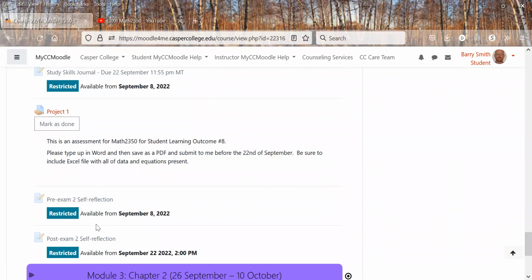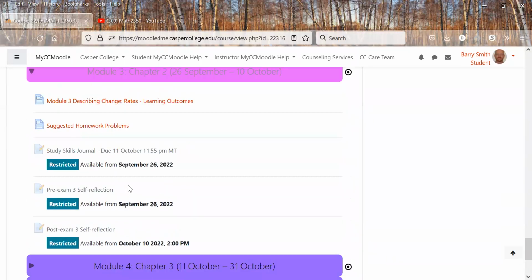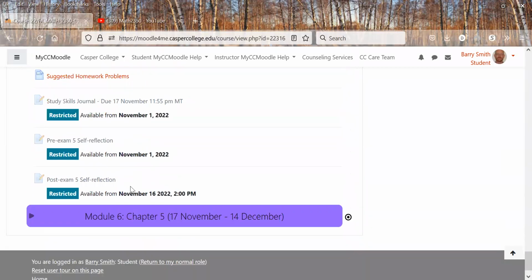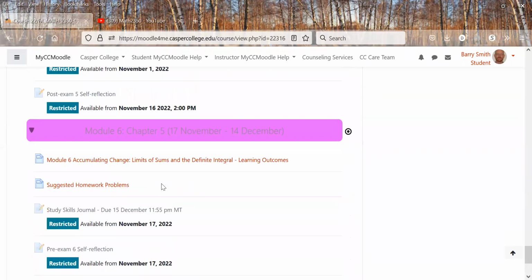Then again, we have the pre and post exam reflections, and after that it really is just the same thing every time: the study skills, and the pre and post exams, and that's all there is.